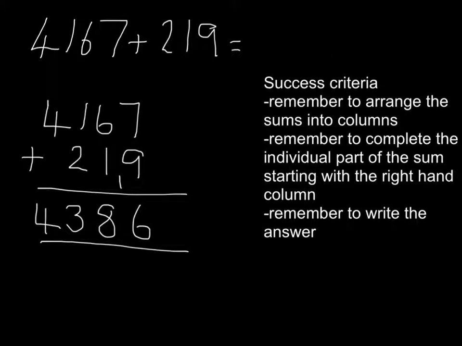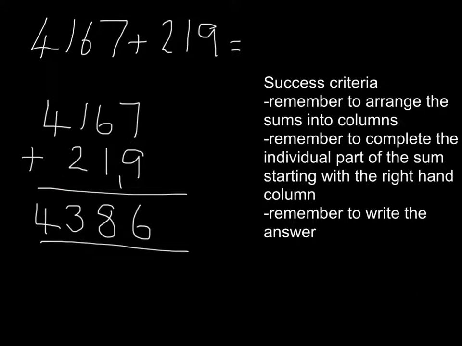Let's look at another example. We're going to add 4,167 to 219 using our success criteria. Remember to arrange the sums in columns. So we have 7 units and 9 units in our first column. We have 6 tens and 1 ten in our second column. We have 100 and 200 in our third column. And finally, we have 4,000 and no thousands in our last column.